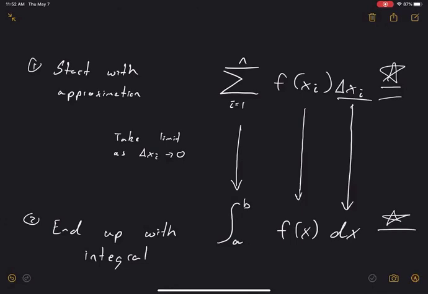So what does our notation become? The delta xi transforms into this dx. So think of the dx as the same thing as the delta xi. It's the width of a rectangle, but now this rectangle is just infinitely skinny. All right, and then our f(xi) becomes just f(x). Why is that?